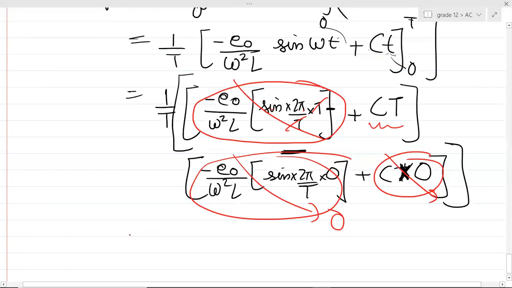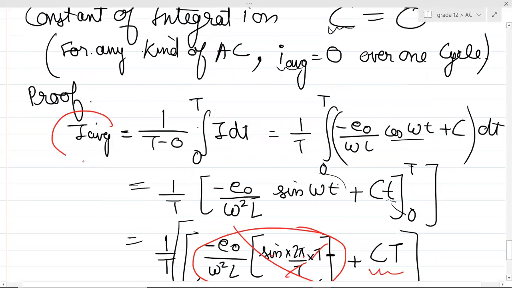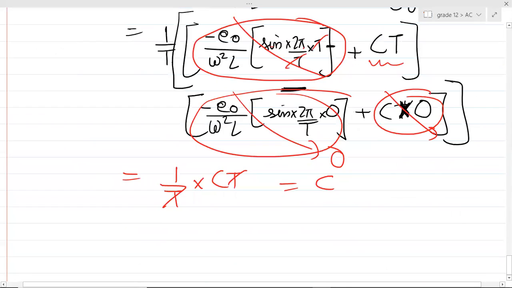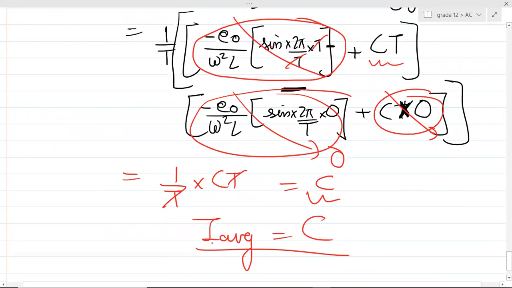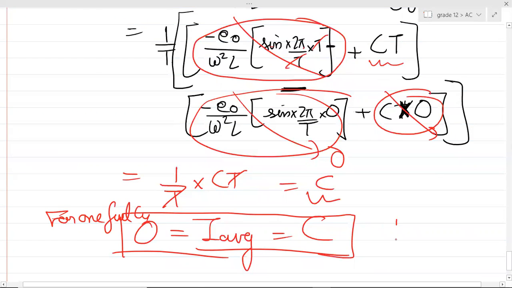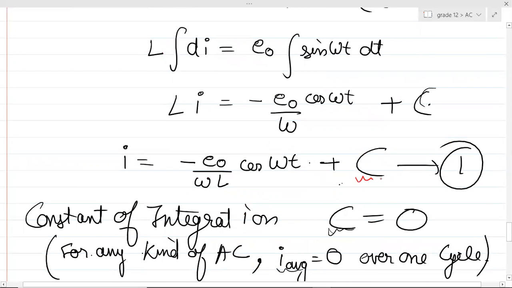It is basically Ct, right? So the last thing is basically 1 by t into Ct, t and t will get cancelled and this will be equal to C. So what did we prove with this particular thing? That I average for that function is equal to that constant of integration. We understood that I average is equal to the constant of integration, and we know for one complete cycle, I average value is 0. So hence proved. From here, guys, you understood that C's value will be 0.